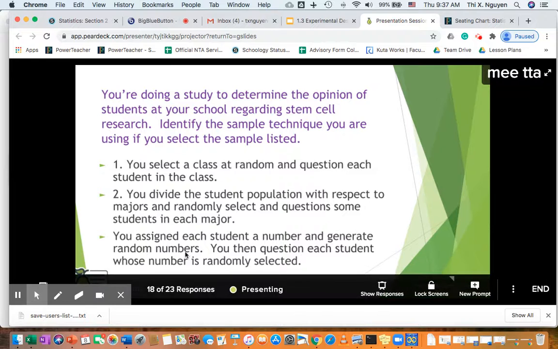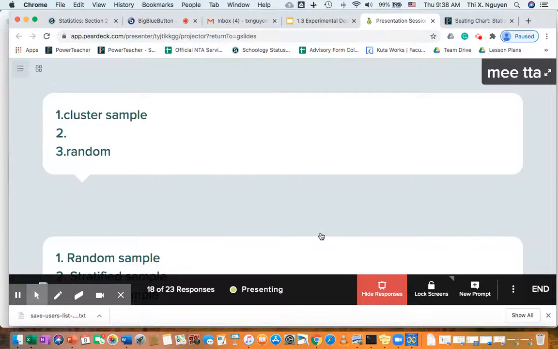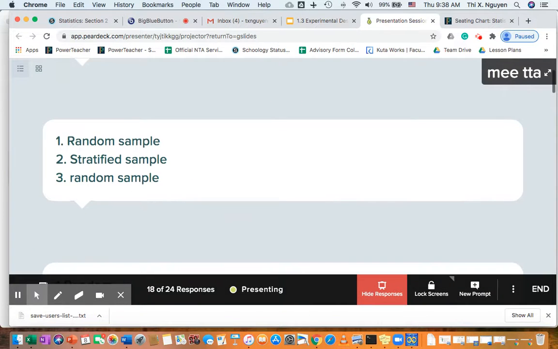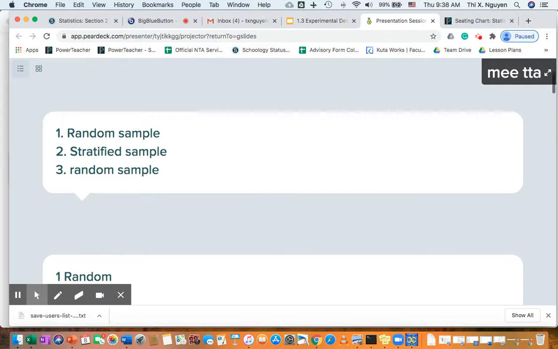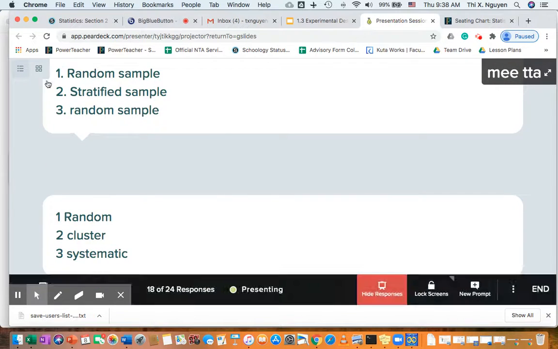When you roll that basket and you get the ball for the lottery, it's just a random number. So even though this one says you assign a number, they throw this in to confuse you, but it's not systematic. So for number 3, this is actually random. This is randomly selected. Okay, so number 1 is cluster, number 2 is stratify, and number 3 is random, okay?